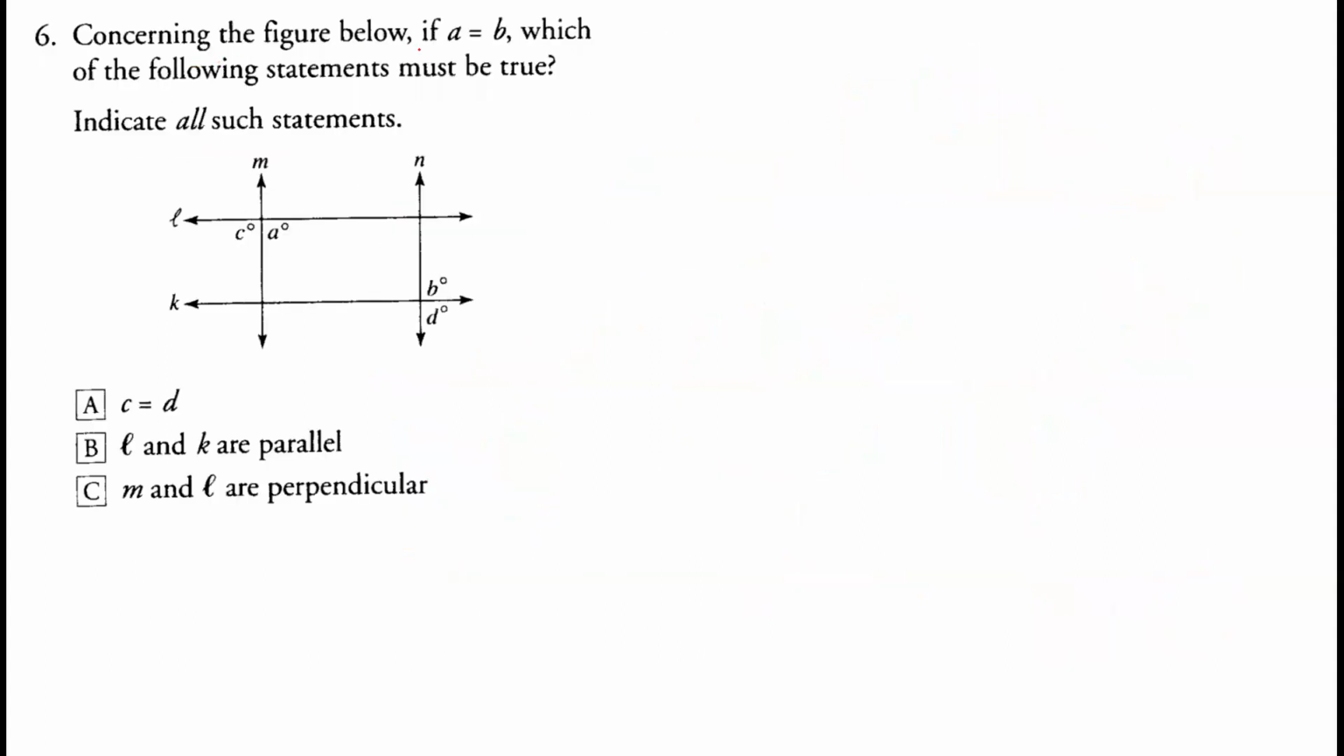Now concerning the figure below, A equals B, very important. Which of the following statements must be true? Indicate all such statements. Now A equals B. Now over here, C plus A is a straight line, so this would be equal to 180. Now B plus D will also be equal to 180. So C plus A equals 180. And then A would be equal to what? A equals B. And the other equation would be B plus D equals 180.